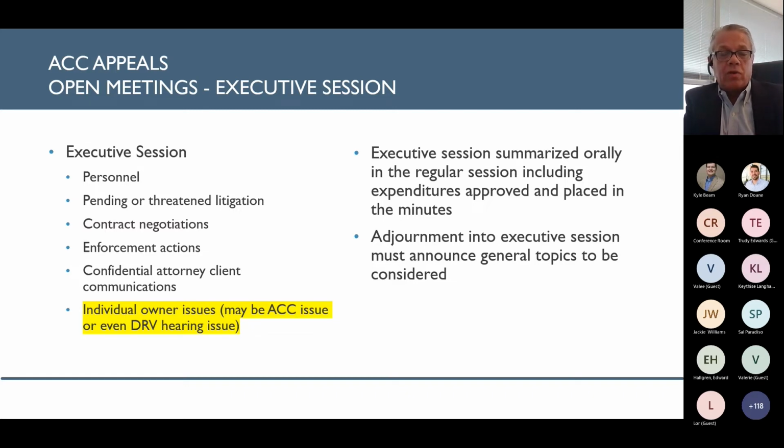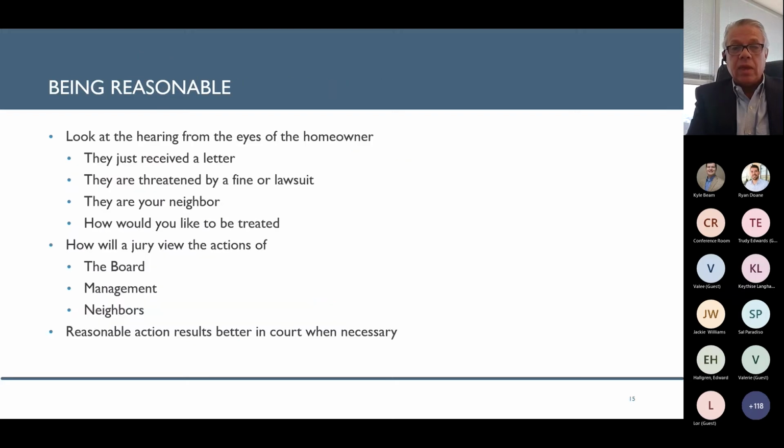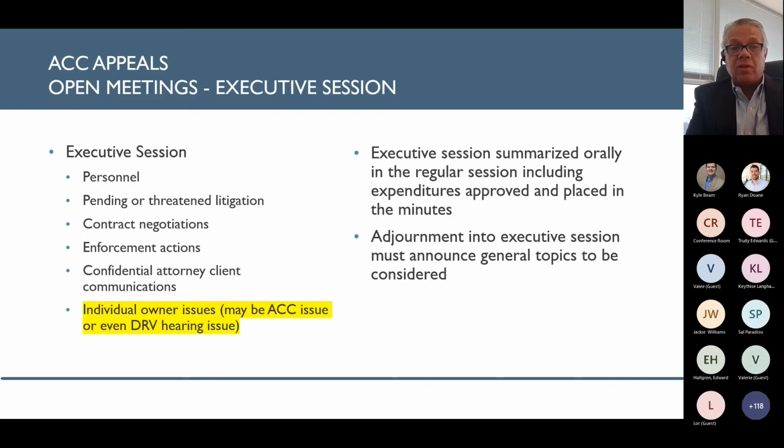So if you're on a board and you're talking about something, or if you're a manager and you see the board talking about something that's not one of these items here on the slide, then that's probably something that needs to be discussed in the open session. So that's just something else to keep in mind. Once you come out of an executive session too, we want to remind everybody that you have to summarize orally what happened in that executive session, including expenditures approved, and put those in the meeting minutes. But having said that, there really shouldn't be decisions made on approving expenditures in an executive session. That should all be open session items.